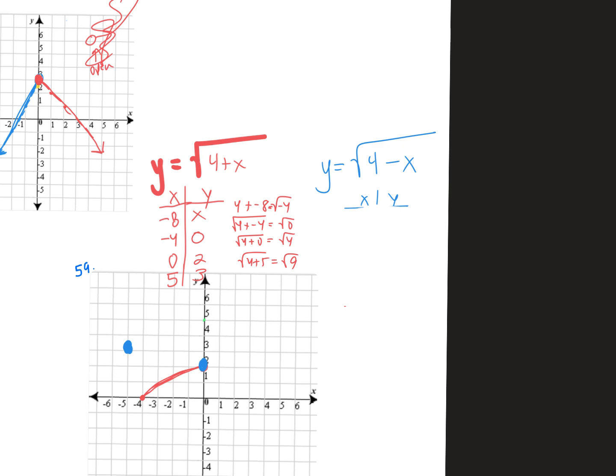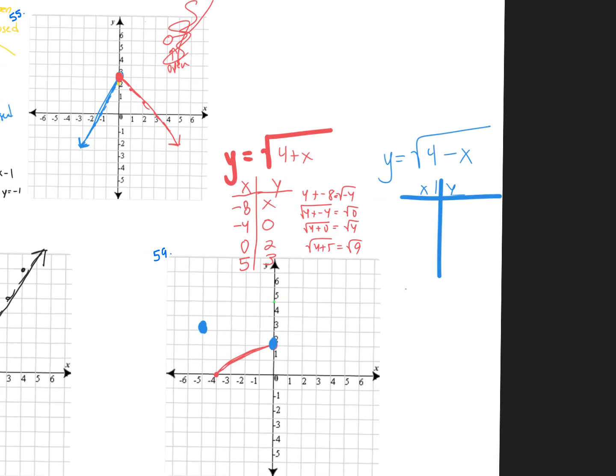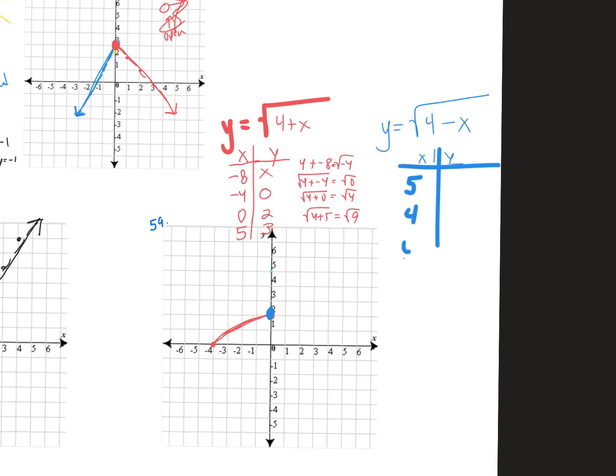All right, so let's do this. Let's do X, Y again. All right, so I'm going to use... What'd you use, Oscar? I use the same numbers you use. I just put a 4 as an extra, instead of a 5, right? Yeah. Okay, so let's do 5, 4, 0, and negative 5, right? Okay.